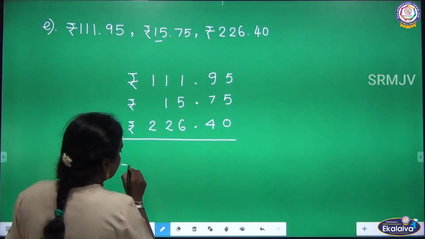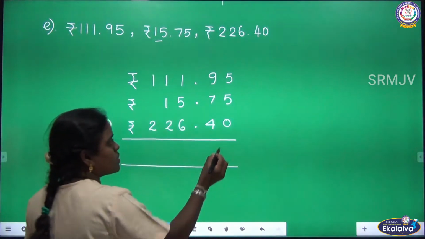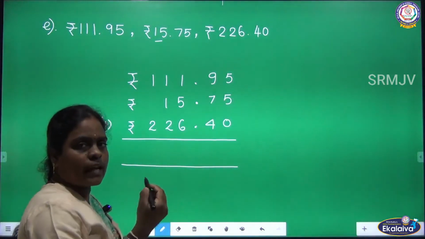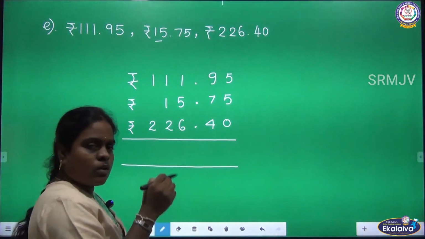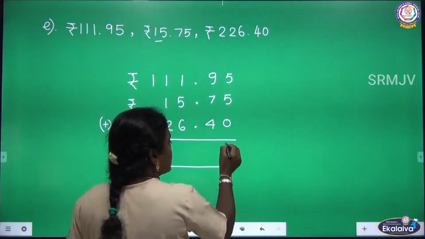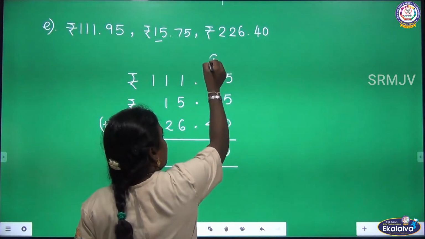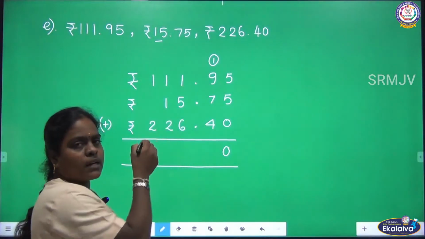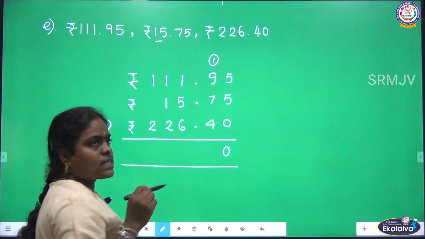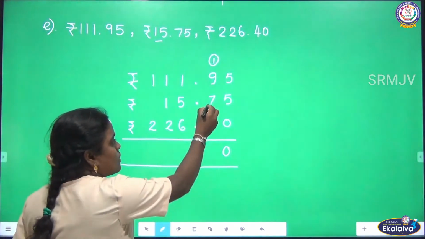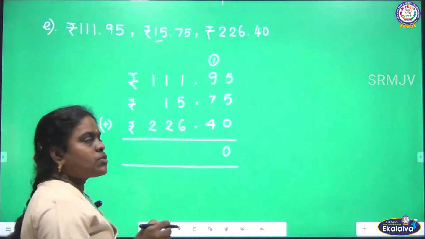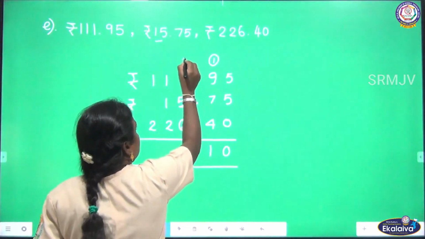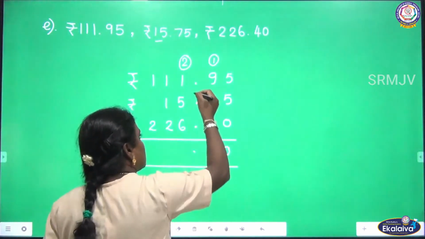So here we want to add 3 numbers. Look at the paise column. 5 plus 5, 10. 10 plus 0, it is 10. So write 0 down, 1 carry over. Now add these numbers. 9 plus 1, 10. 10 plus 7, 17. 17 plus 3, it is 20. Write 0 down and 2 carry over.